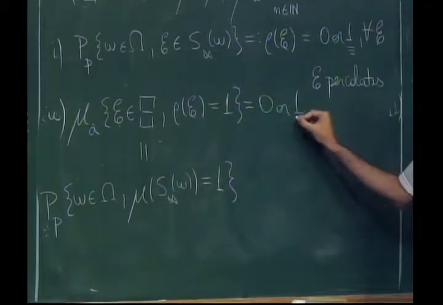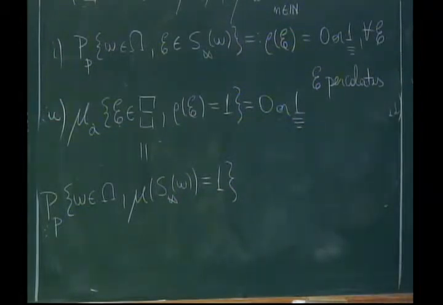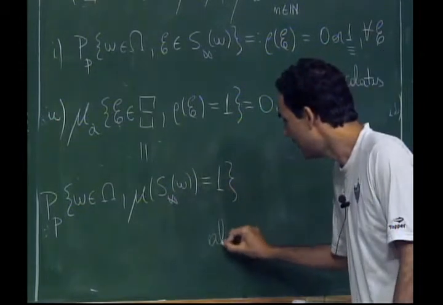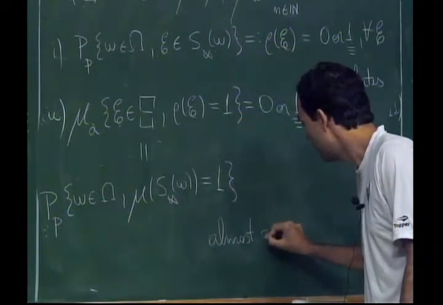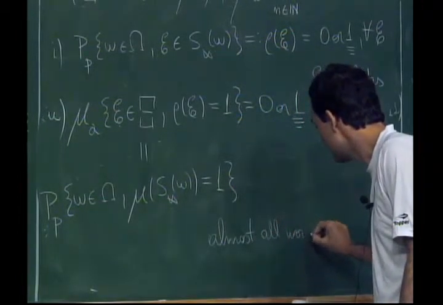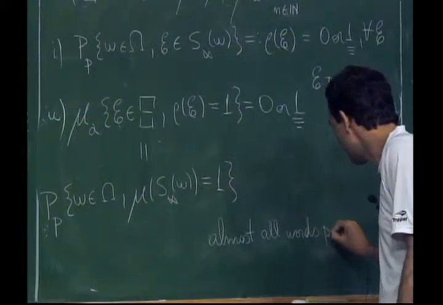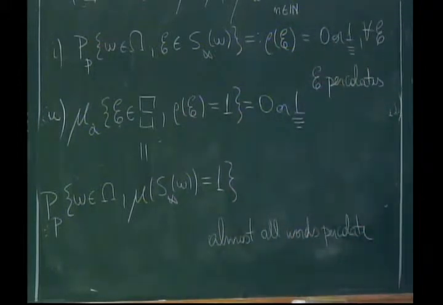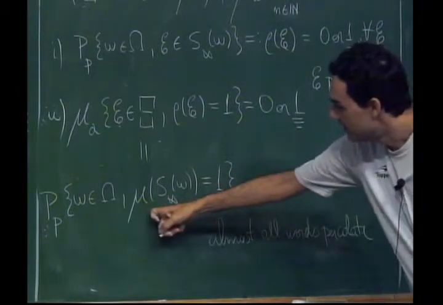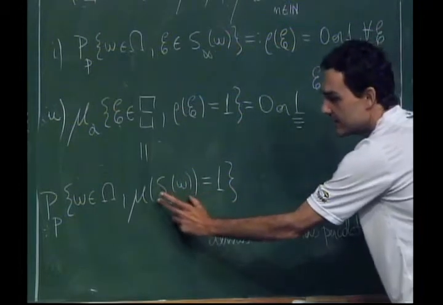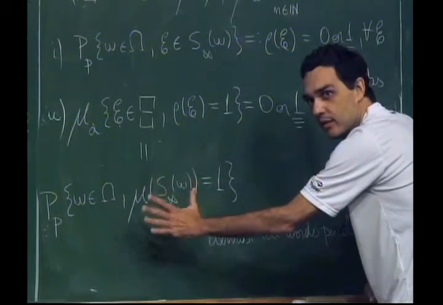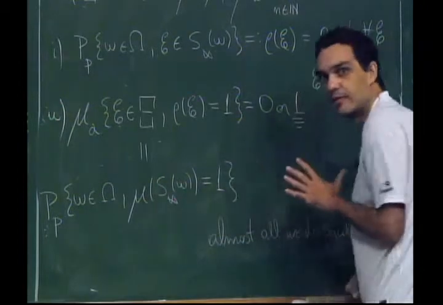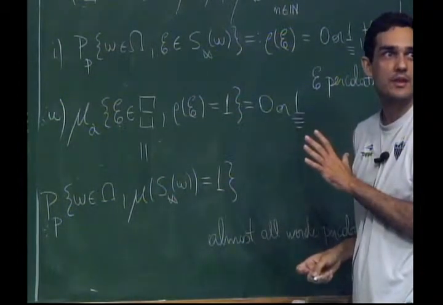Then, when this is 1, we say that almost all words percolate. Okay? Almost all, because we cannot say that this is the set of all words, but I can say only that the measure of the set of the words that percolate is 1.